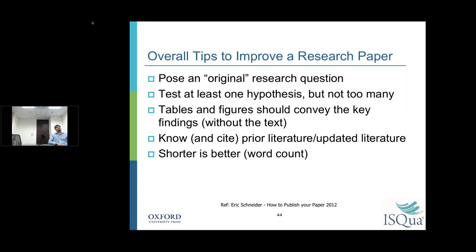So there are some overall tips to improve a research paper. For example, pose an original research question. Test at least one hypothesis, but not so many. Sometimes if you have so many hypotheses, then you are confused about where to focus in your paper. Because your paper has a word limit, 2,000 to 2,500 words or 3,000 words, you cannot write so many hypothesis results in the paper. So make sure you are testing one or two hypotheses and trying to answer that.